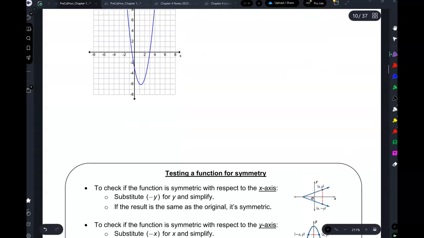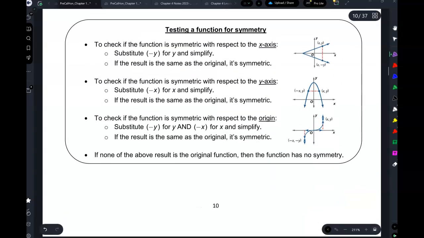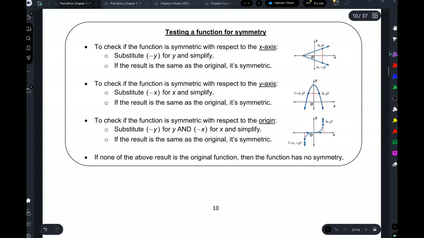Okay. Symmetry. It's a beautiful thing. Let's talk about it. Just for the zeros, to find the zeros, if it's not factorable, use the quadratic formula. Because in algebra 2, we had all those different types of things to find the zeros, like the denominator zero.